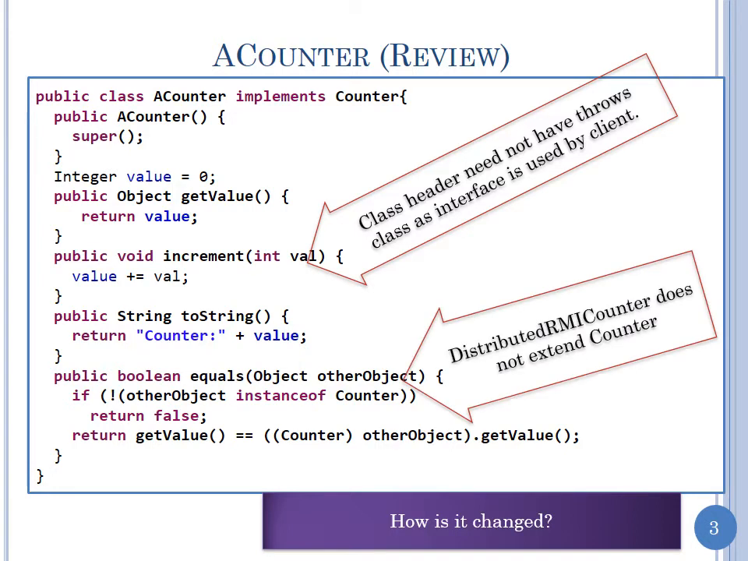And the only thing is that my equals method has to change, because you know how equals methods go. You check, is the object that I'm comparing myself with my type? If it's my type, I do something special. Otherwise, I just say super dot equals, or in this case, I just say false. Or I could do super if there's a super case. So my distributed RMI counter interface does not extend the counter interface. That's very important.